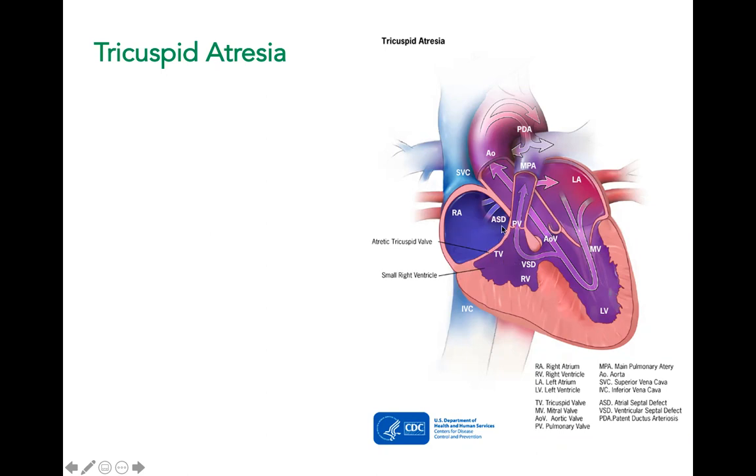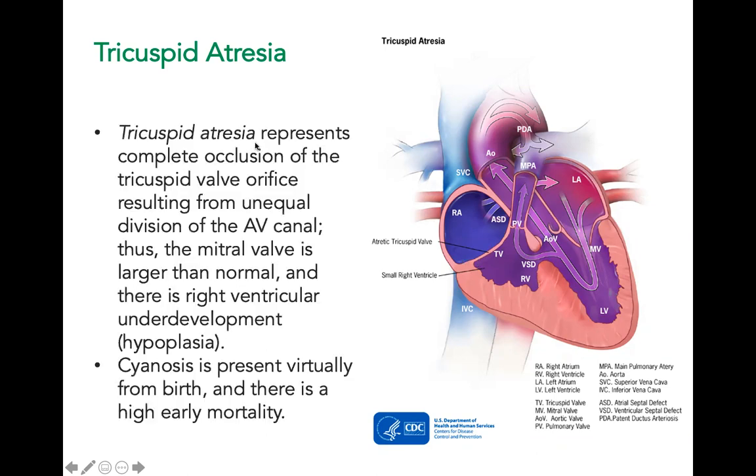Ito, wala na. Okay? So, wala na siya. So, ano mangyayari, no? Tricuspid atresia represents a complete occlusion of the tricuspid valve orifice resulting from an unequal division of the atrioventricular canal. So, wala tayong daluyan ng dugo. So, ano mangyayari? Cyanosis is present virtually at birth. And there is a high mortality.